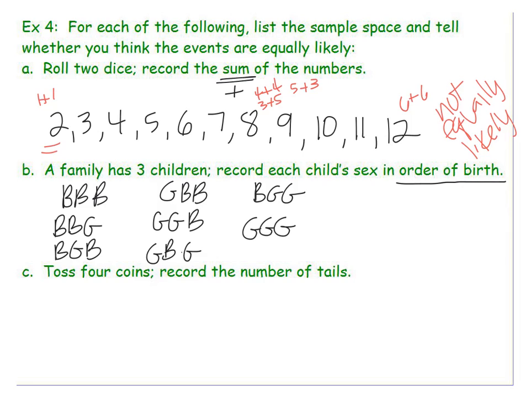So there's our situation. Now the question is, are each of these equally likely? The answer is yes. We can't control the order of the children, and every single boy and every single girl has exactly a 50-50 shot of happening. And remember, the first boy doesn't stop you from having a second boy or a third boy. So these are all equally likely.